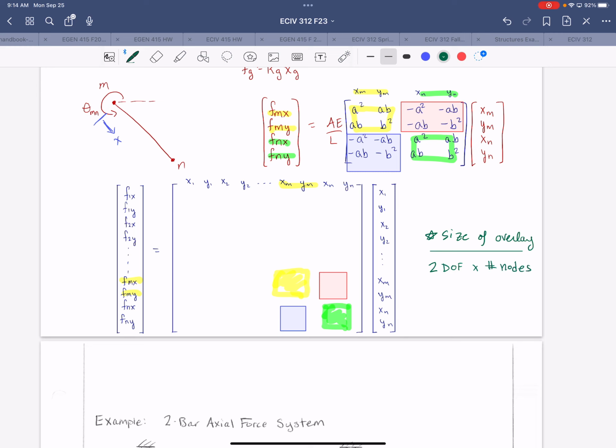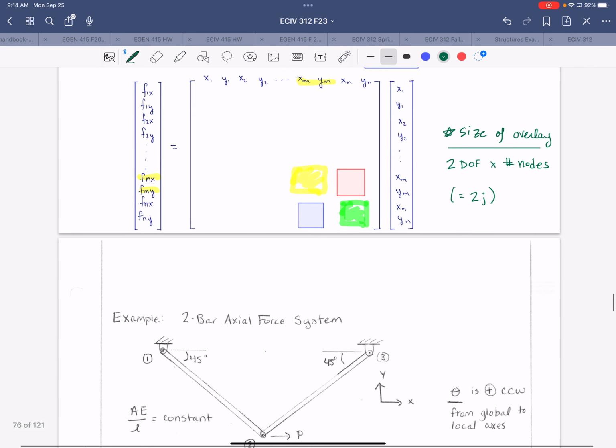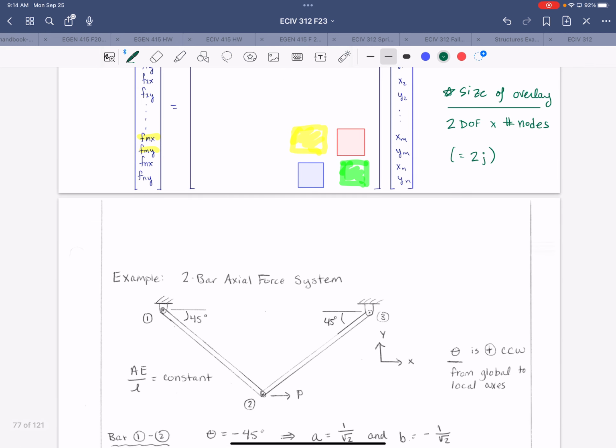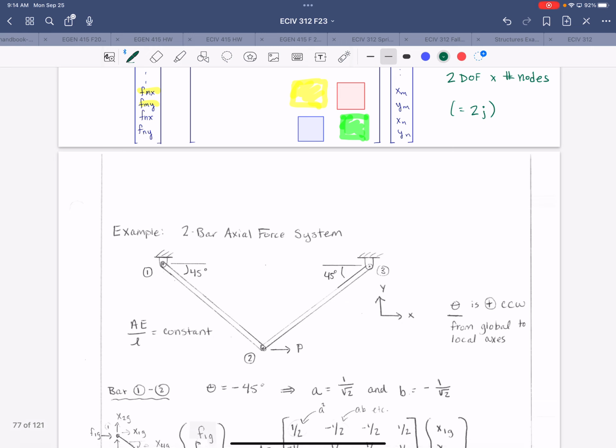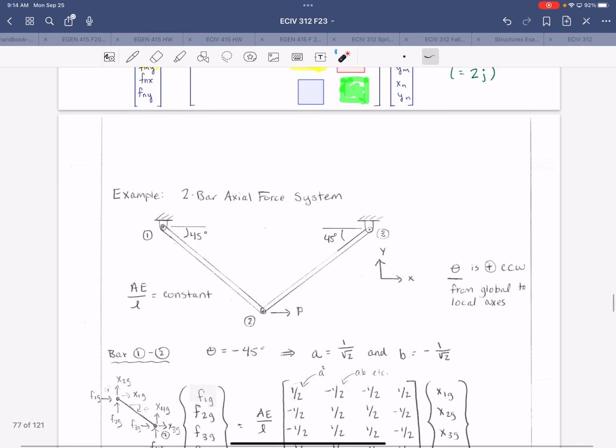All right, so that is going to be the same essentially for a truss as 2J, since joints and nodes are interchangeable. Moving on to this example, we have a 2-bar axial force system. This is a very basic truss, with pin supports at nodes 1 and 3, and an applied load at node 2, which is where the 2 members connect.